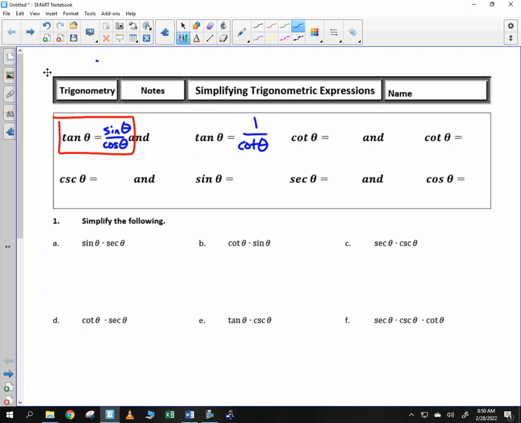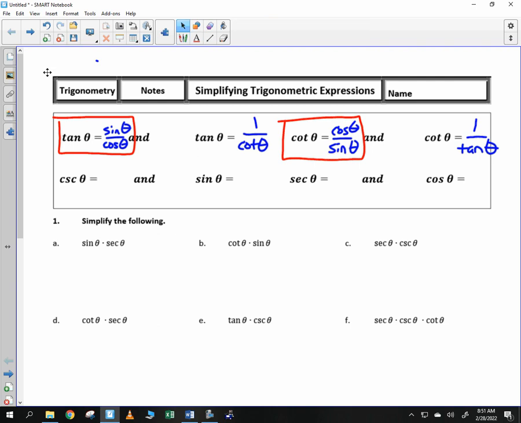Cotangent is the reciprocal of tangent. So instead of sine divided by cosine, it's going to be cosine of theta divided by sine of theta. And cotangent is 1 over tangent of theta. Again, the second statement is true, but this is the most important part. Are we okay with that?